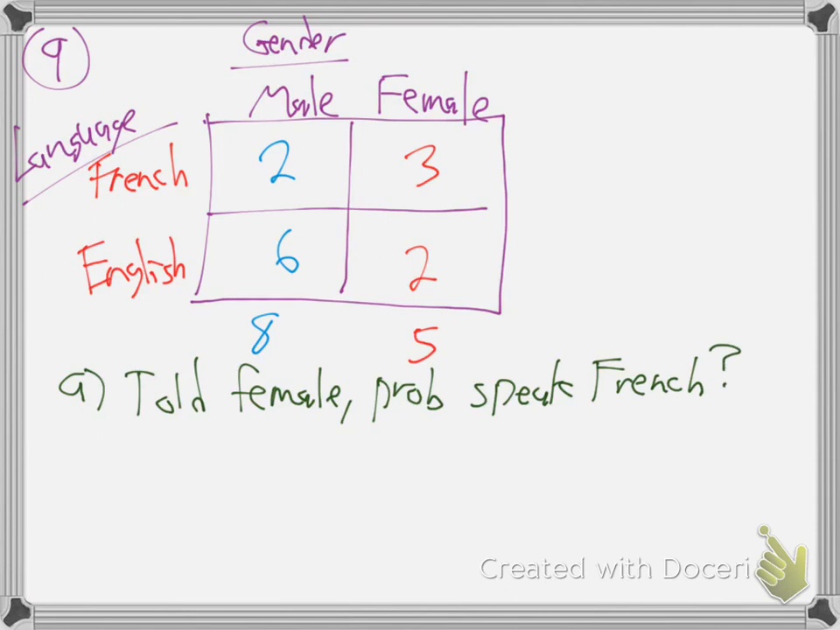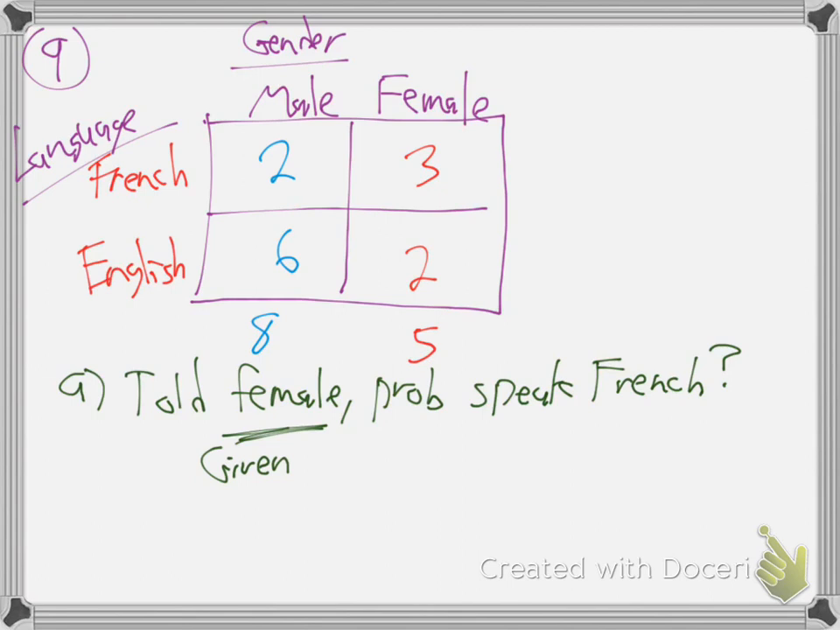So they grab somebody at random and they say, hey, it is a female. What's the chance the person speaks French? Do you see that this is a given question again? We've been talking about given a little bit, right? So what's given on this problem? The female. That's the given. That's what we know for sure.